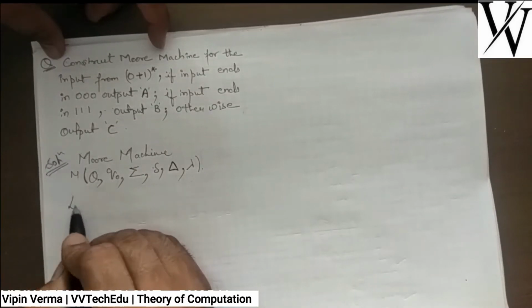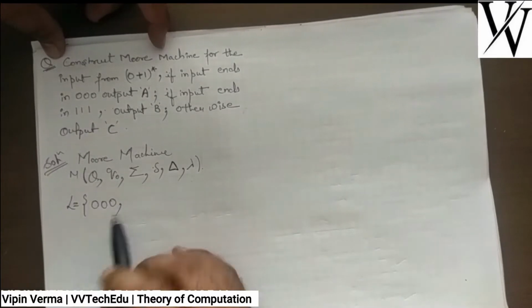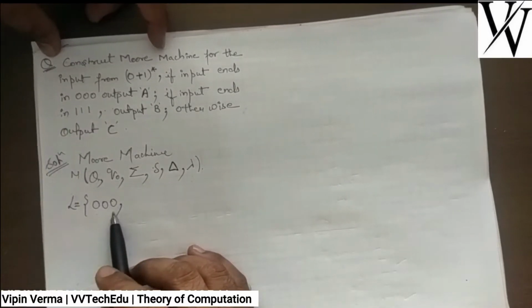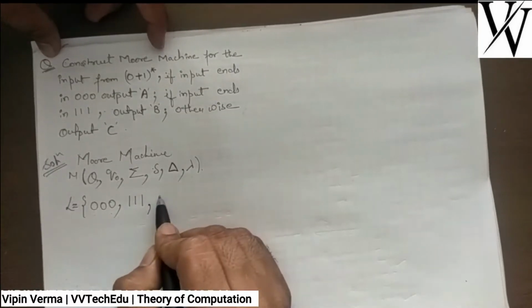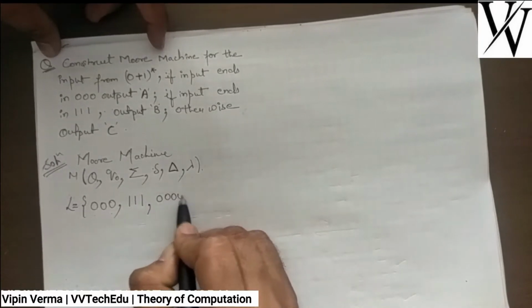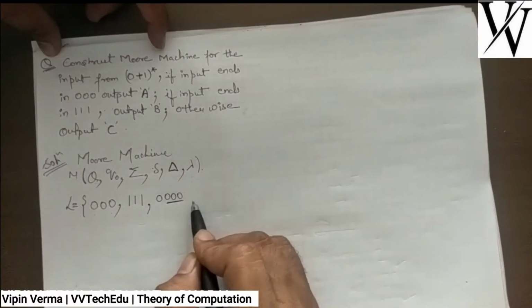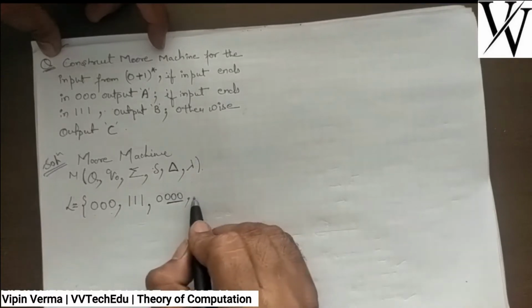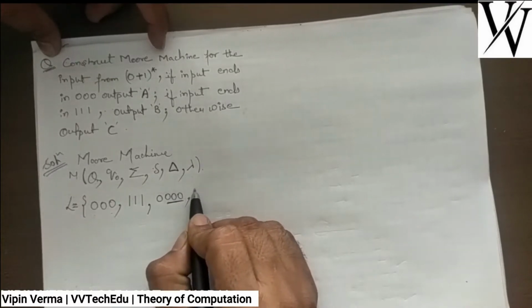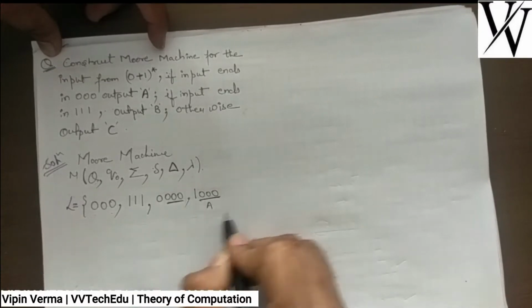Okay, now the language अगर हम specify करें, सो वैलिड स्ट्रिंग्स कौन कौन सी हैं हमारे पास? 000 यहाँ हमें आउटपुट मिलेगा, 111 यहाँ हमें आउटपुट मिलेगा, it may be 4 times 0. At the end we have the string as 000, so it will also generate A as the output. Okay, 1000, this is also a valid string that will generate the output A.